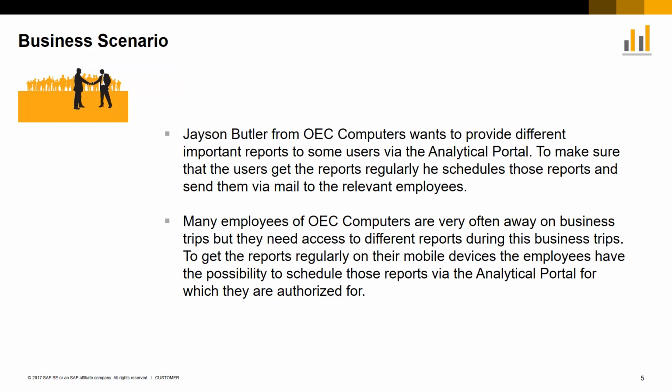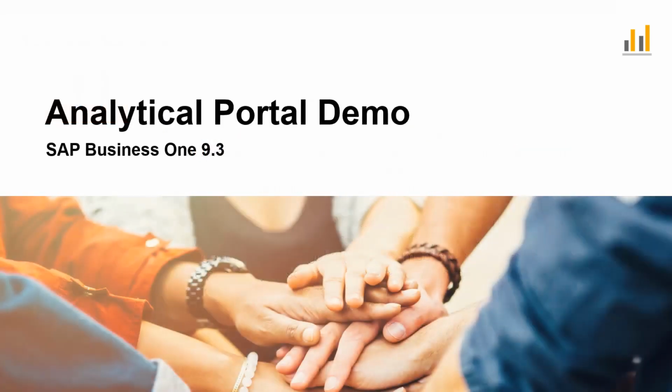Here is an example business case scenario. Jason Butler from OEC Computers uses the Analytical portal to consume several important reports on his mobile device and marks these reports as favorites for easy access. He would also like to provide these important reports to several employees who are often working out of the office. And to ensure his employees receive these reports regularly, he schedules the reports to be sent via mail to the relevant recipients. Jason ensures that the relevant employees have the appropriate authorizations to view their reports. So let's have a look at this business scenario in the Analytical portal for SAP Business One version 9.3.